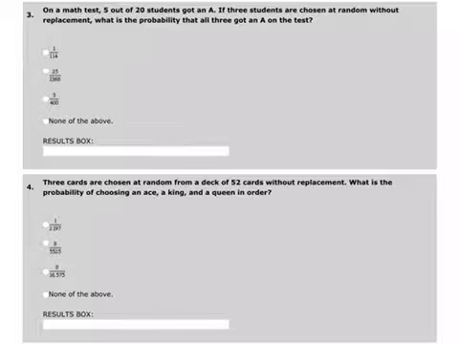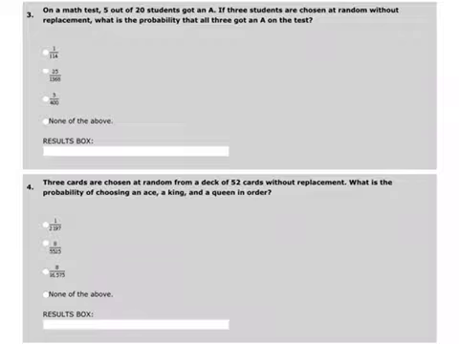So we'll try these 4 questions here. Question number 1 here. 20 students out of 20 students got an A, 3 students are chosen at random without replacement. What's the probability that all 3 got an A on the test? So that'd be like the defective machines and microwave question.